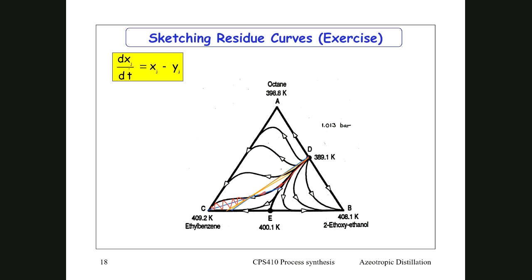And remember, the rule is that such a line goes through the feed point. This represents the separation into this stream at the top of the distillation column, this feed, and this stream at the bottom of the distillation column.